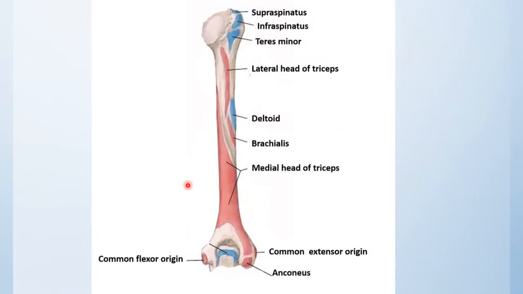Now this picture shows the posterior attachment, and our prime concern is radial groove. Above the radial groove is lateral head of the triceps. Below the radial groove is medial head of the triceps. So two heads of the triceps are attached on the posterior surface of the shaft of the humerus.